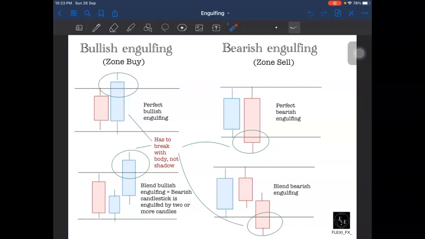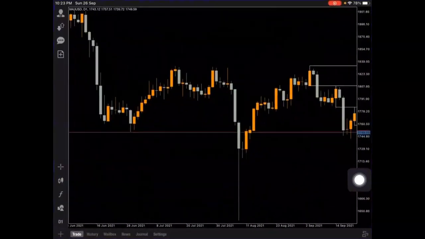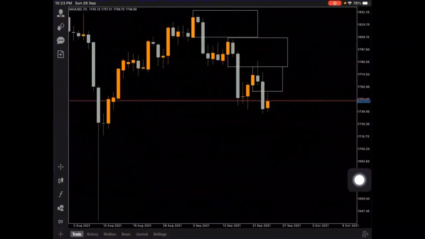Okay, so the second one will be blend bullish engulfing, meaning the bearish candlestick is engulfed by two or more candles. It can be 3 candles, it can be 4 candles. Okay, as long as the body closes above the shadow of the bearish candlestick, it is considered as engulfing. Alright, for bearish engulfing it is the same. We have perfect bearish engulfing and blend bearish engulfing. Okay, so now I will proceed to the chart so you guys can see very clearly.